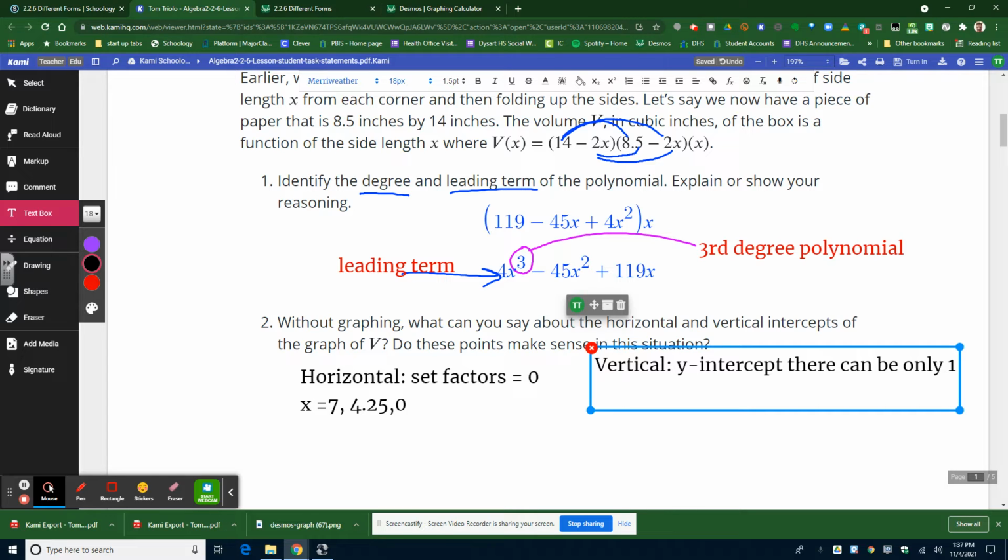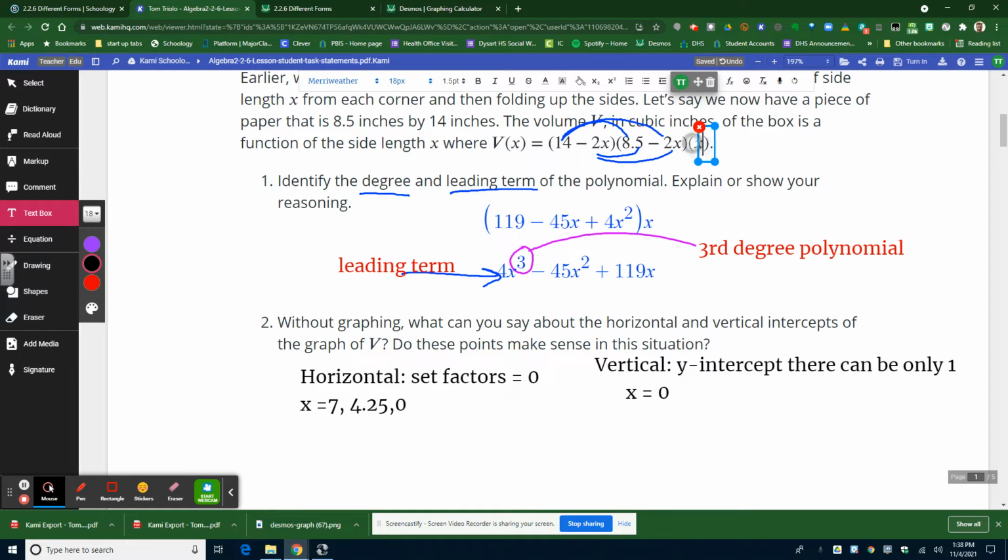The vertical intercept is super simple. How do you find the vertical intercept? Set x equal to 0. Because if I'm on the y-axis, I ain't going left. I'm not going right. So let's see. If I put a 0 in here and a 0 in here, and most importantly, the 0 right here, what's 0 times anything? 0. So my vertical intercept is y equals 0. Okay.